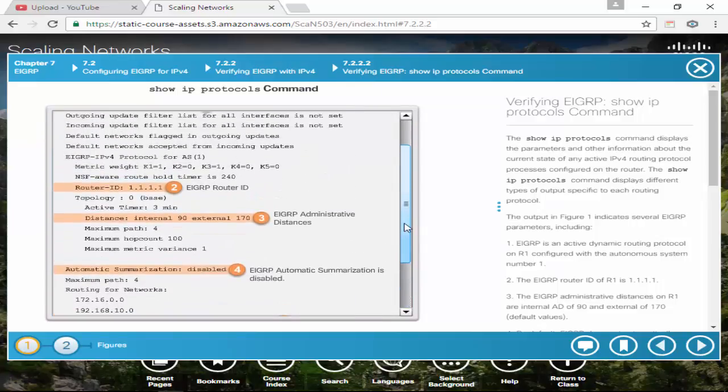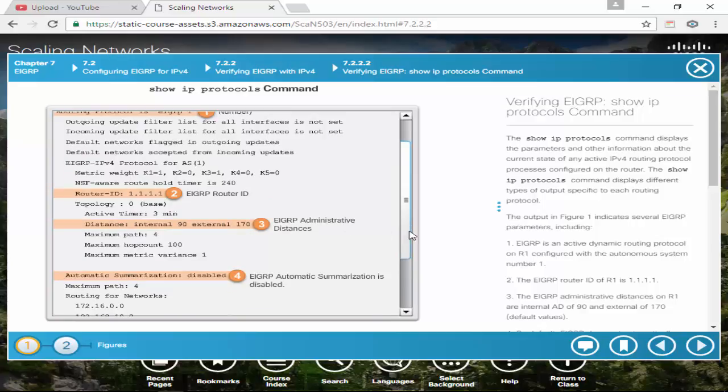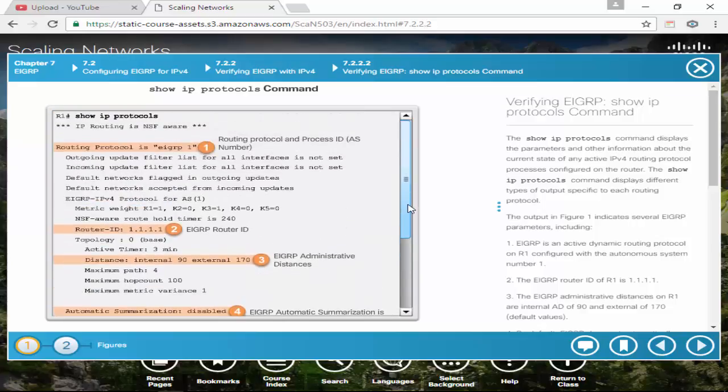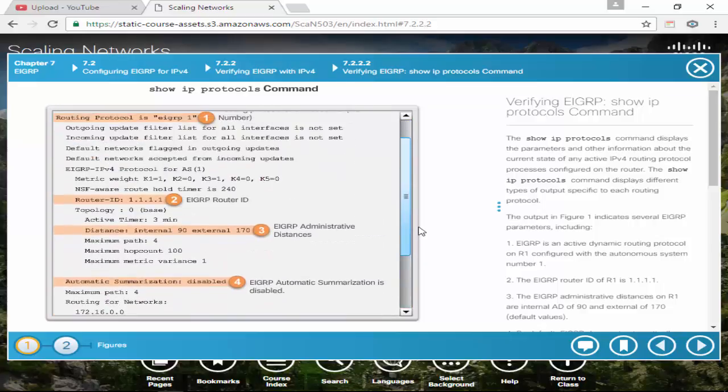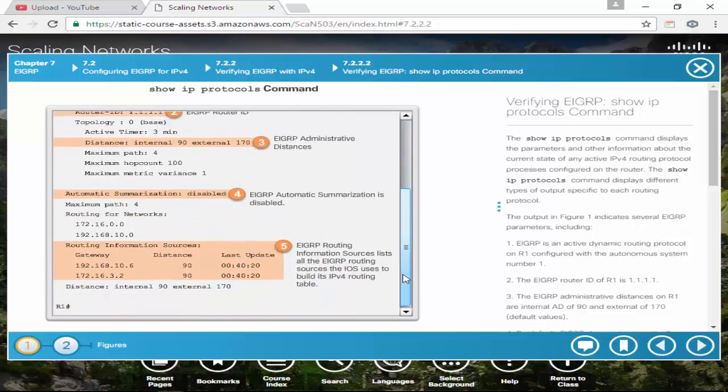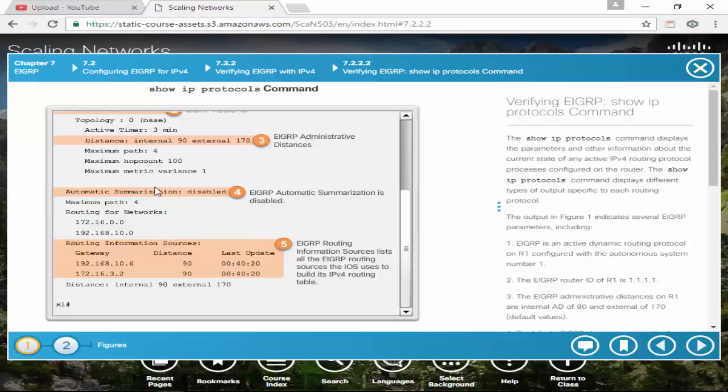EIGRP's default AD, we already know, is 90. The external AD is 170, and a summarized route is 20, actually. Right here it shows us what K values we're using. Remember, K1 and K3 are our defaults, just bandwidth and delay. We have no auto-summary on, which is what I told you. I didn't see that command, but it might have been somewhere. It's just inside of router EIGRP 1, no auto-summary. I believe it's a dash.